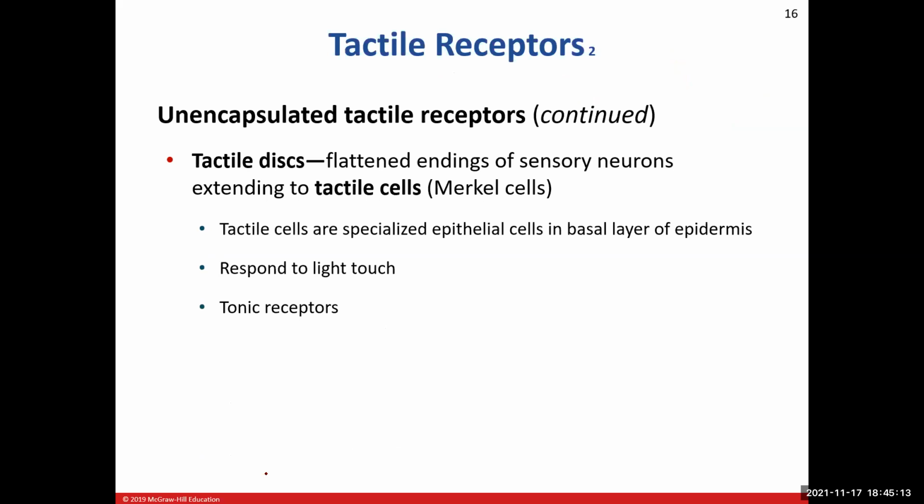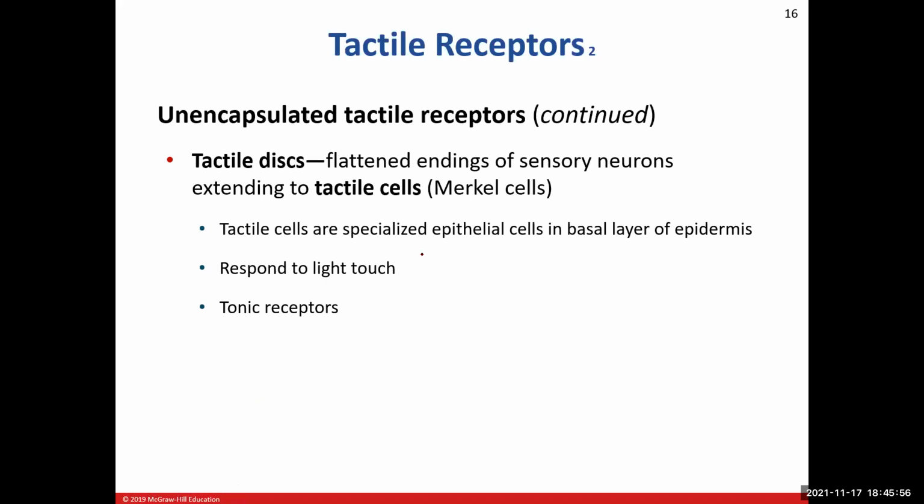Then we have our tactile discs, also known as the Merkel cells. If you recall, when we were talking about the skin and the layers of the skin, we talked about the epidermis and how you have 4 to 5 strata, depending on whether you're in thick skin or thin skin. But the deepest layer is called the stratum basale. And the stratum basale contains 3 different types of cells. Keratinocytes, which is the most abundant, but we also have our melanocytes that produce the coloration to our skin. And then we have our Merkel cells or tactile cells. These cells here are touch cells.